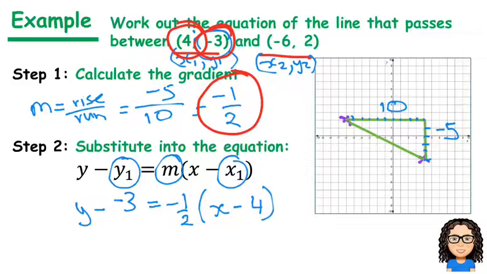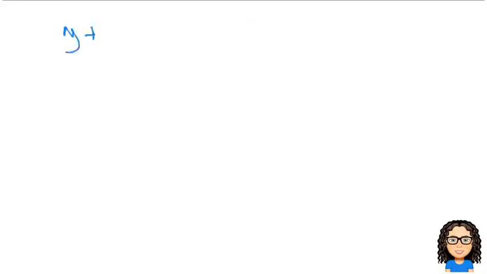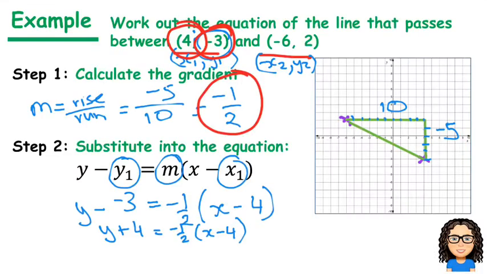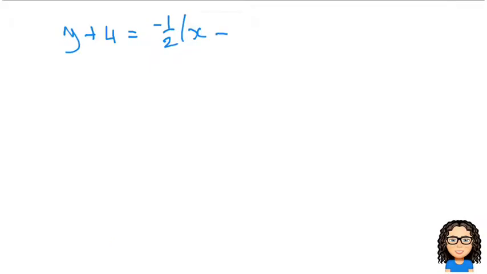Now I'm going to simplify. So y take away negative 3. So two negatives next to each other makes that a positive. So that becomes y plus 4 equals negative 1/2 (x take away 4). I'm just going to take this equation and jump over onto the next slide. y plus 4 equals negative 1/2 into (x minus 4). Yeah, now I've got a bit more room.